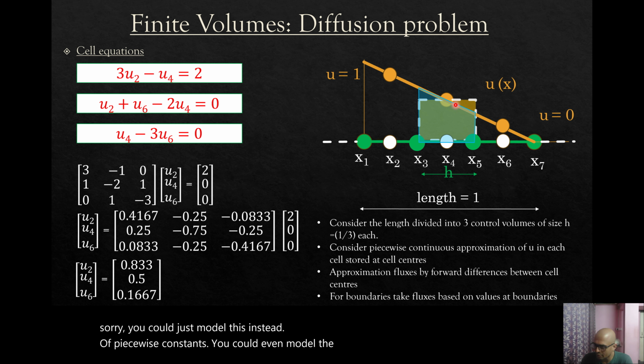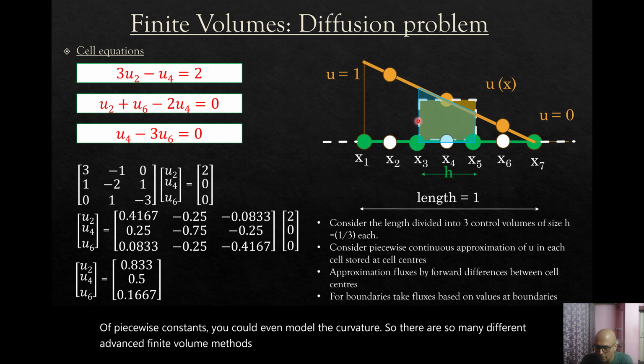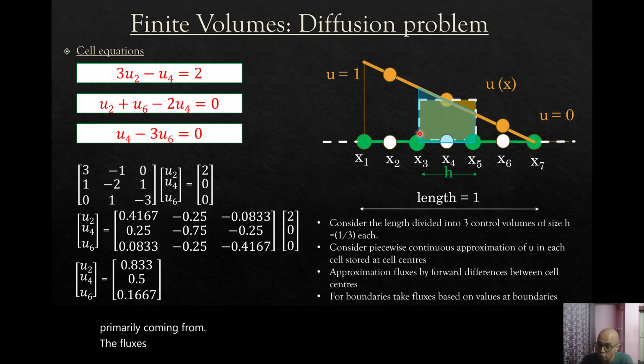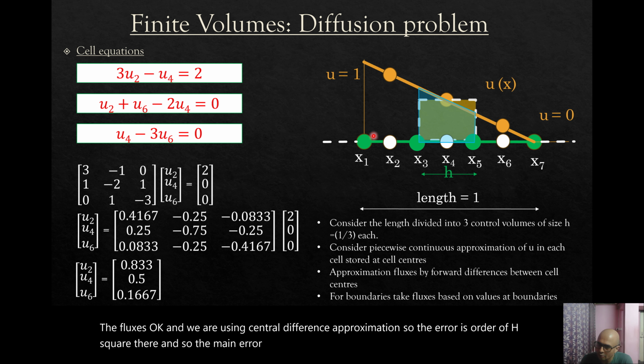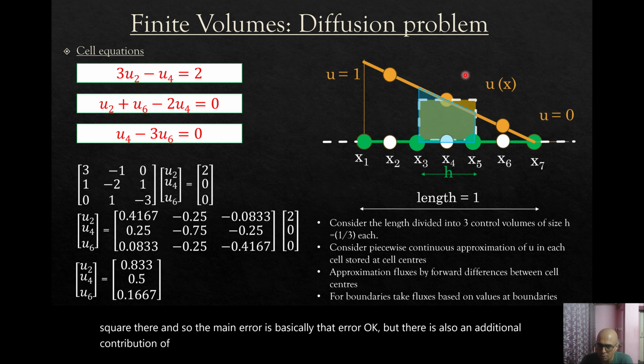There are many different advanced finite volume methods, but this is the simplest method, and here the error is primarily coming from the fluxes. We are using central difference approximation, so the error is order of h squared there, and the main error is basically that error. But there is also an additional contribution of error coming from this approximation.